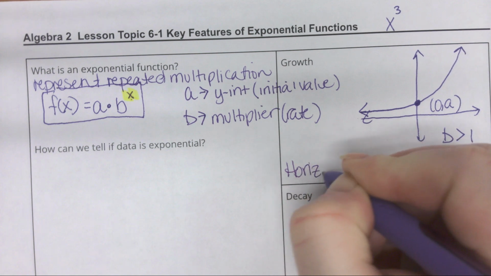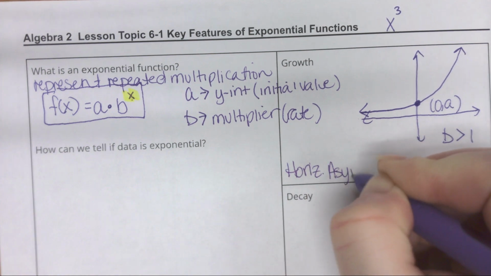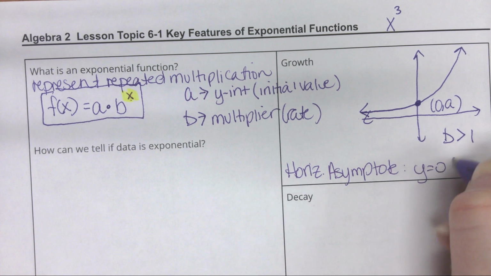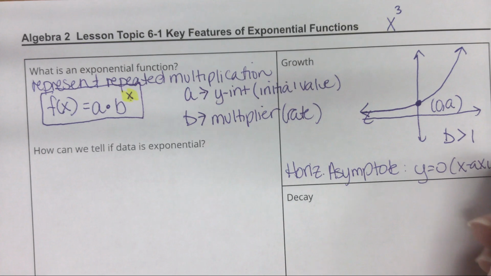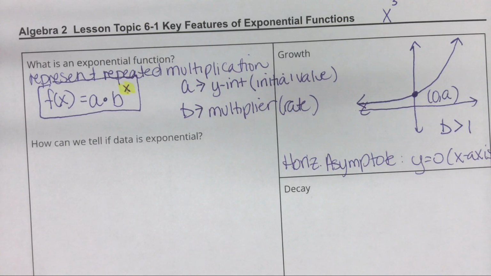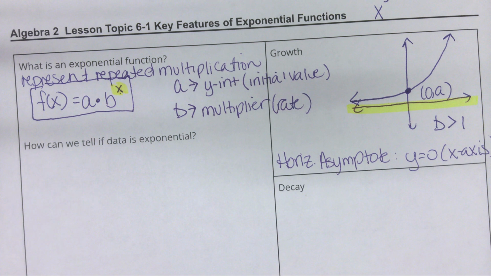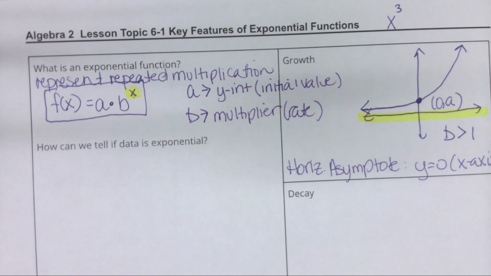Horizontal asymptote y equals 0. Isn't another name for that the x-axis? So make sure when you're sketching graphs today that you make it look like it's approaching but not going across that.